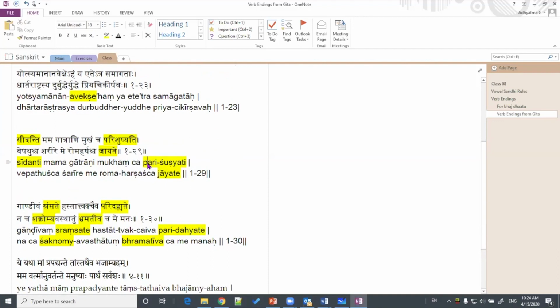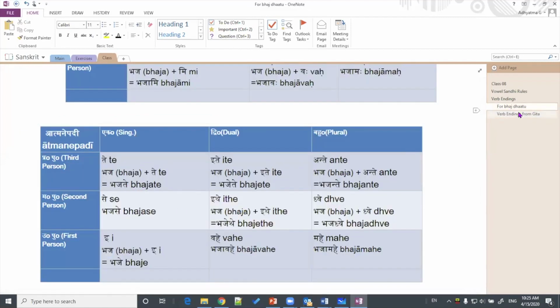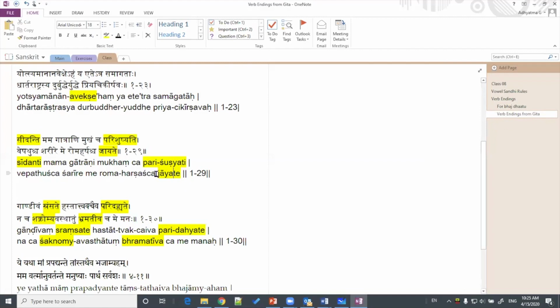Parishushyati, this is also third person singular. Sīdanti is third person plural. So once you are very familiar with the endings, you would be able to identify the verb forms easily. Jāyate. Now you see jāyate. This is like bhajate. Jāyate is Atmanepadi, third person singular. It is born. Jāyate means it is born.